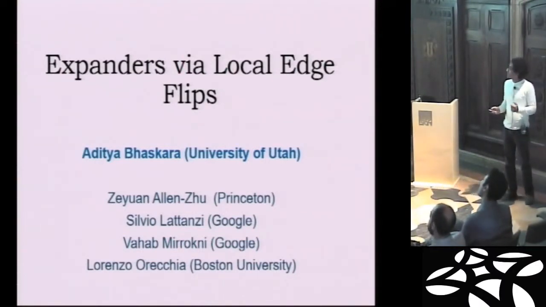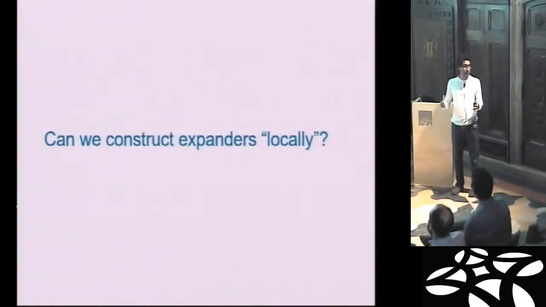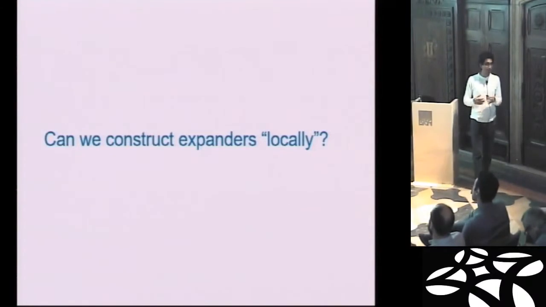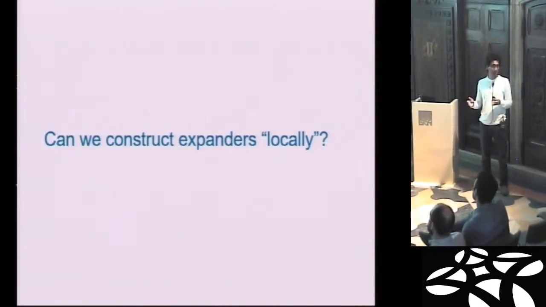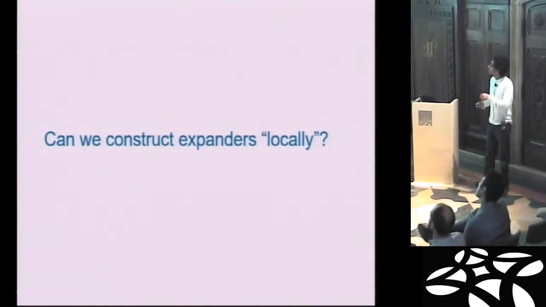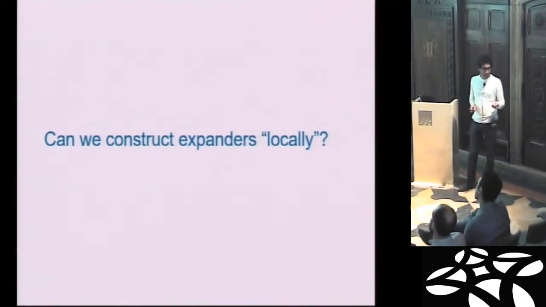So the general question I want to talk about is how do you construct expander graphs locally? There are lots of known constructions for expanders, but many of them rely on strong global structure. Remember that expansion itself is a global property. So what do we mean by this question? Let me motivate this by giving a concrete example.